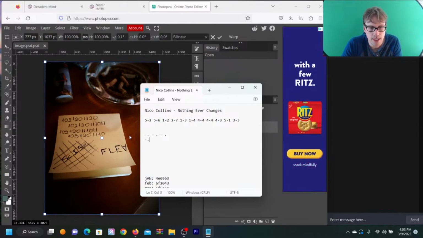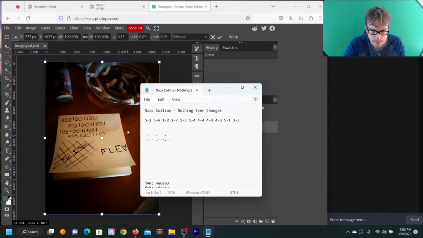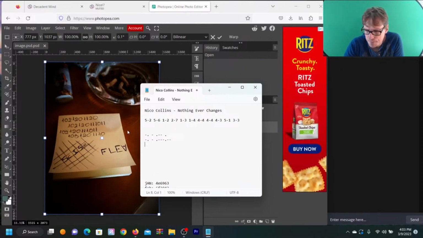So we're saying dash, dot, space, dash, dash, space, dot, dash, dash, dash, dot, dash, dash. That's a problem. That's a long way to go without a break. Dash, dot, space, dash, space, dot, dash, dash, dash, dot, dash, dash.